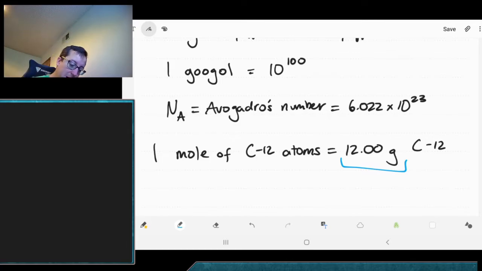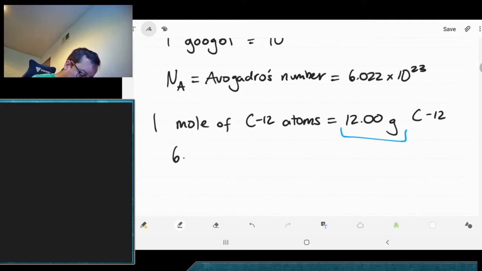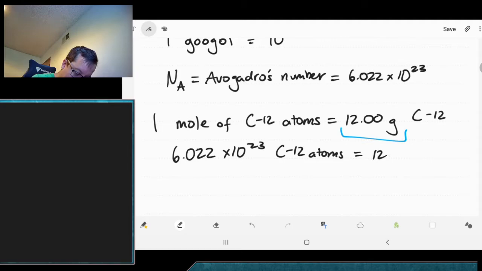And it turns out that Avogadro's number, same thing, is also, because that's 1 mole, is equal to 12 grams.